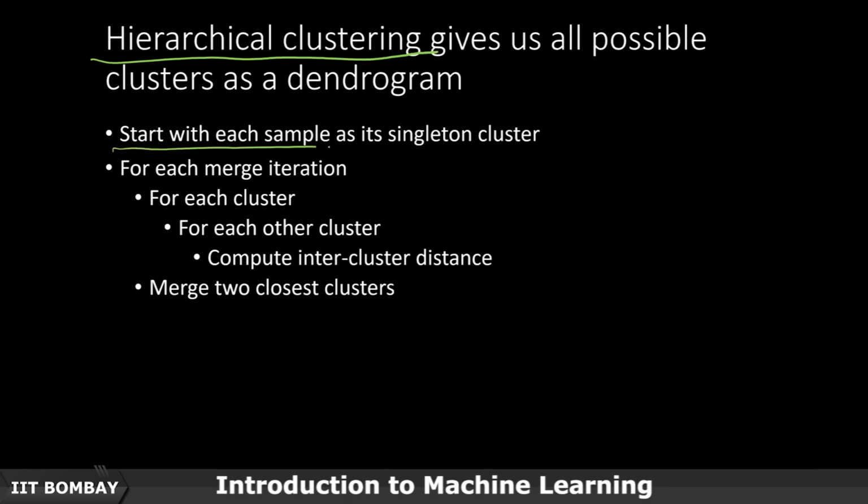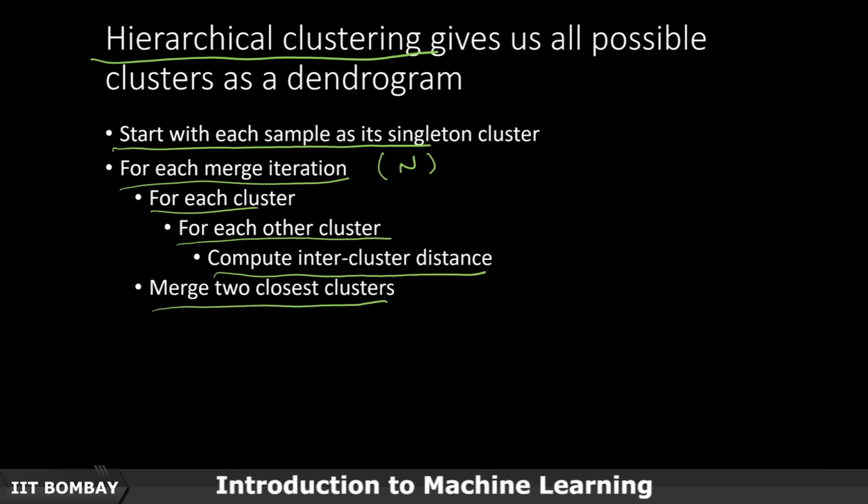So start with each point as a cluster and merge. How many merge iterations will we have? N iterations, where n is the number of points. For each cluster, find every other cluster, compute inter-cluster distance and merge the two closest clusters. That is basically what we are doing in each iteration. Within each iteration we are just merging two clusters. So in the end we are going from n to 1 clusters.